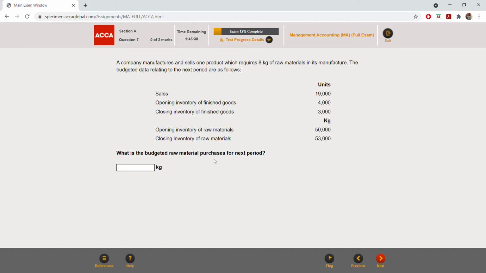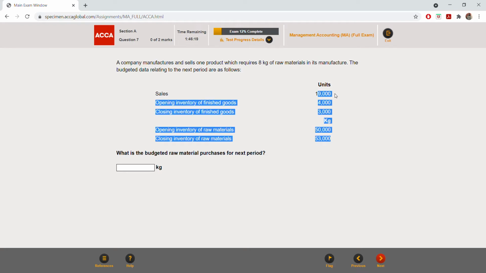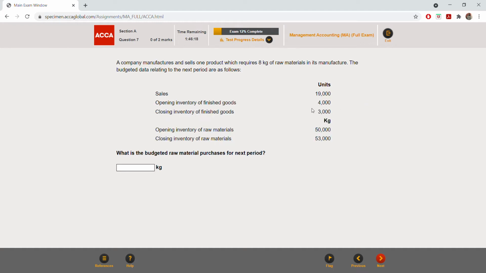You have to know what the production budget is. Production budget is sales plus closing inventory minus opening inventory. Make sure that you're writing this down somewhere, because I'm not able to show you on the screen. So sales is 19,000 plus closing inventory of 3,000 minus opening inventory of 4,000. Opening inventory means the finished goods, definitely in units. So it is 18,000 units.